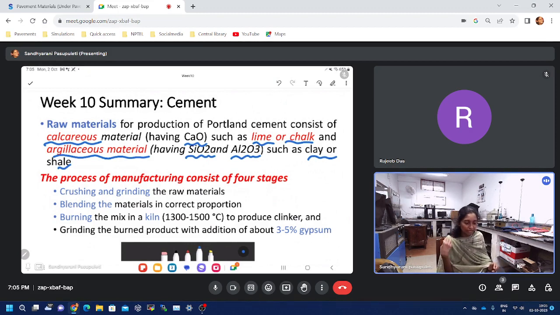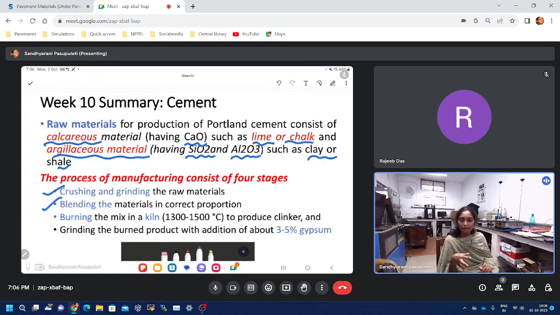So how do we produce the cement? Initially there must be some bigger stones of calcium stones or silicon stones. Those stones should be crushed and ground. They should be made into smaller pieces. Once after making them into smaller pieces, we need to blend them into the correct proportion. It is not that I will be using 80% of the calcium but 10% of silicon. So what is the optimum percentage of blending so that I will get the better strength of cement? So initially we will crush and grind, then we will blend them with correct proportions.